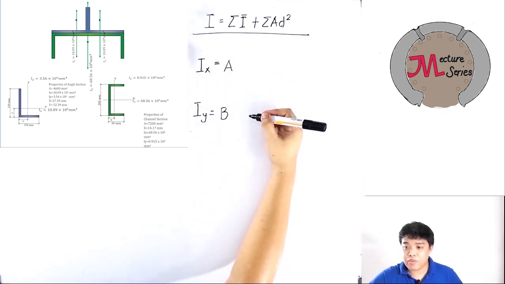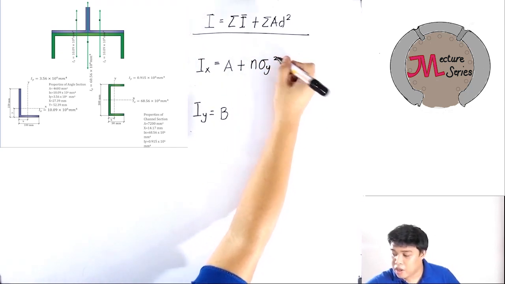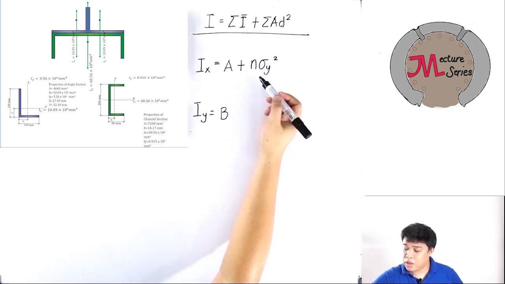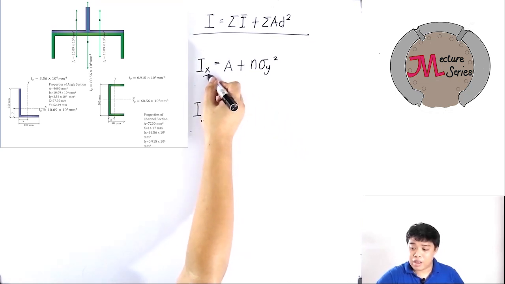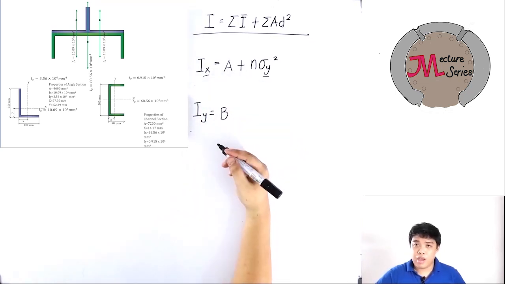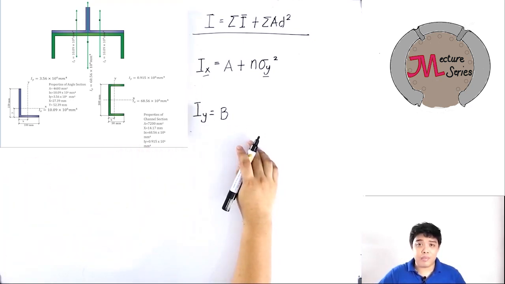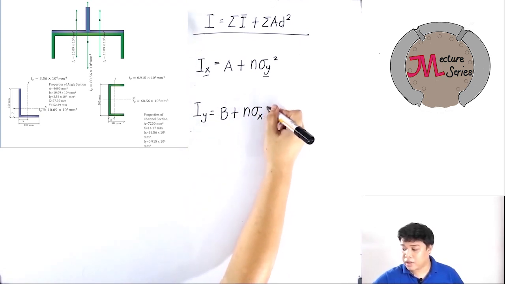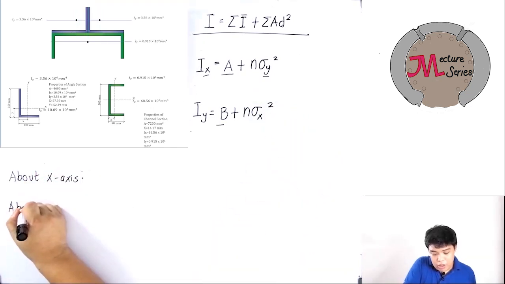For the centroidal moment of inertia about x, you're going to add n sigma y squared. So we're going to use this formula because the areas involved here are all positive, no negative. So take note of this. If the centroidal moment of inertia you are calculating is x, the distance should be y, because if you're getting the centroidal moment of inertia about the horizontal direction, all of the distances are measured vertically. And for Iy, it should be plus n sigma x squared. This one is for about the x-axis, and this one is for about the y-axis.